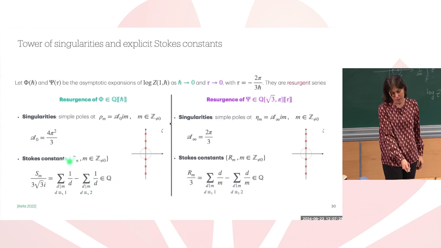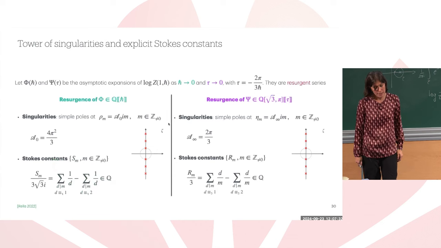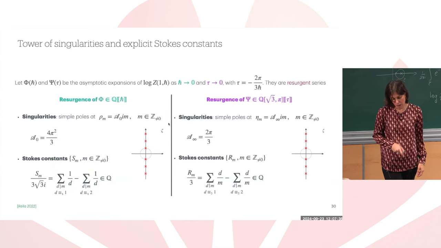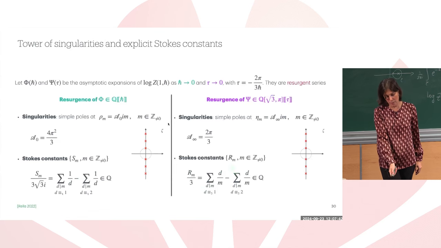And here, what is surprising, because usually it is never the case that we get such a nice formula, the Stokes constants are all determined by this sum. So they are all known and have this very nice expression. And again, it's almost symmetric in the other case. So they look similar, but not quite.